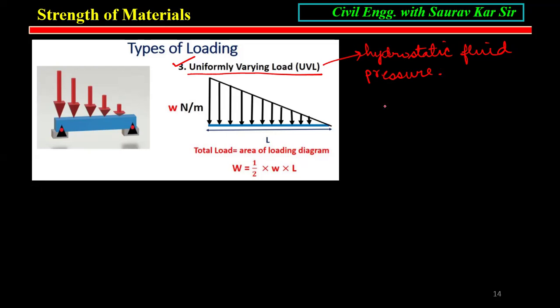The UVL can be in right angle triangle form, or it can be in this form, like a triangle uphill. So the UVL can be in this form also. Even though you don't use the UVL at B.Tech level on a large scale, okay.